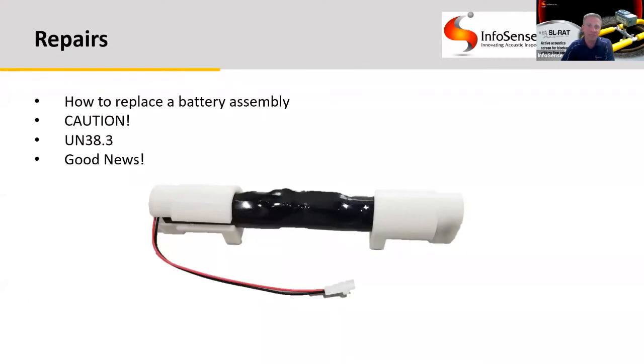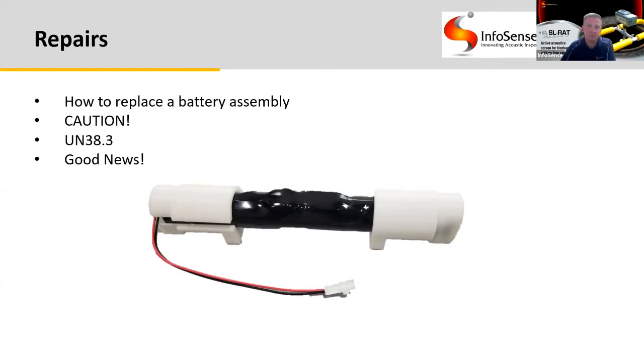As mentioned, the battery is something that can be replaced without sending your SL-RAT in for service. I need to caution you that you cannot purchase a battery from another source without risk to the safety of your SL-RAT product. Batteries that go into products such as the SL-RAT have to go through extensive testing to be certified as in compliance with UN 38.3. Installing batteries without this designation can cause damage to the product and even harm to the people around. The good news? You can purchase these batteries direct from InfoSense, and we can ship them to you for installation by a qualified individual.